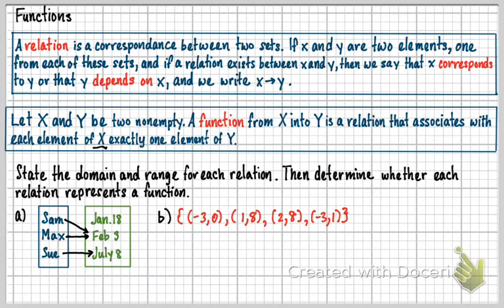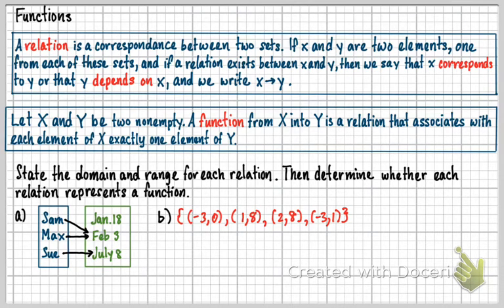All right, so if you look below here, this problem says state the domain and the range for each relation. Then determine whether each relation represents a function. So again, if it's going to be a function, it has to associate with each element of x exactly one element of y. All right, so let's take a look at this.